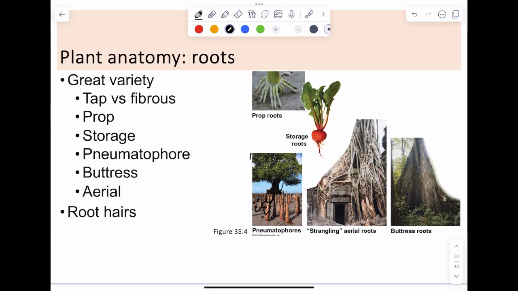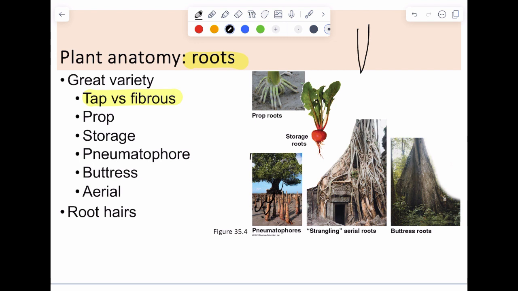So, going for the roots. Easiest thing we can talk about with roots is the two major categories of these. Tap roots versus fibrous roots. Tap root, exactly what it sounds like. It's a root that's tapped into the ground. You can think of carrots. How difficult is it to pull a carrot out of the ground? Not overly difficult. You can do it. It's not as easy as it looks in like a cartoon, but you can take them out.